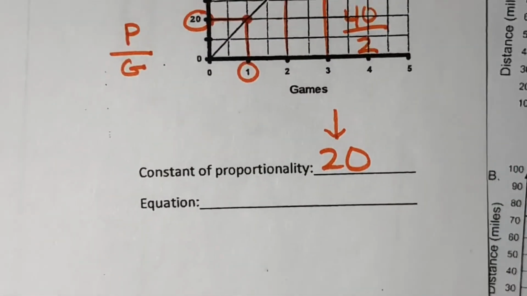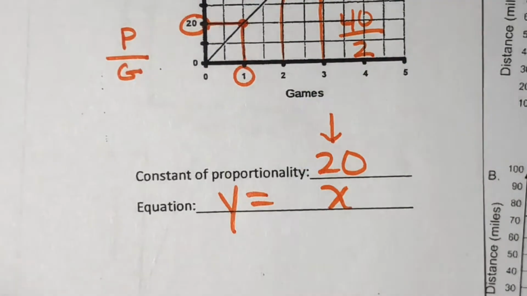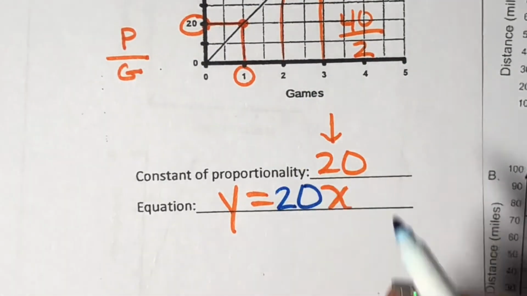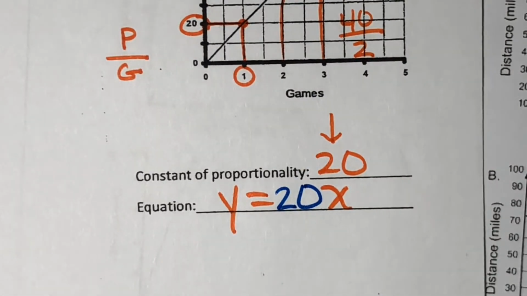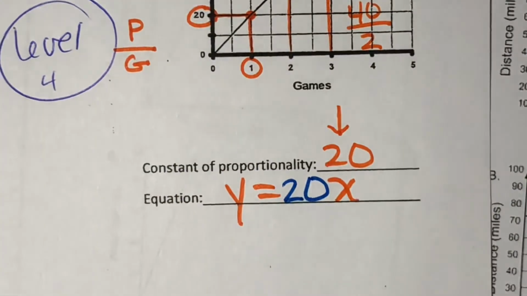And so if I know the 20, I know that my constant of proportionality is my slope, and it goes in the form y equals 20x. Okay, that was called the level 4. Okay, level 4 is when it's nice and easy and it's visible by 1.